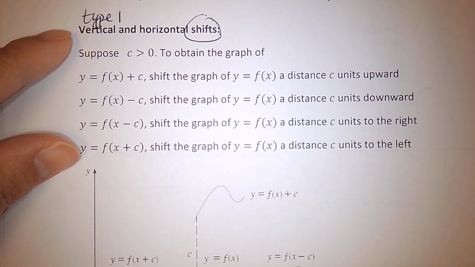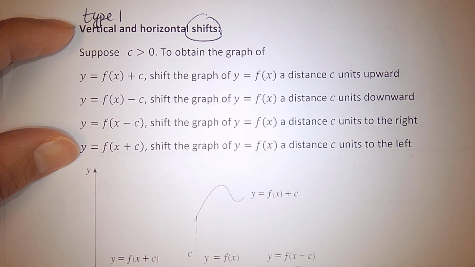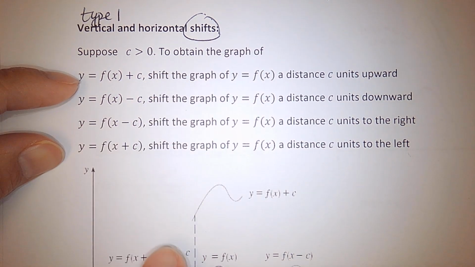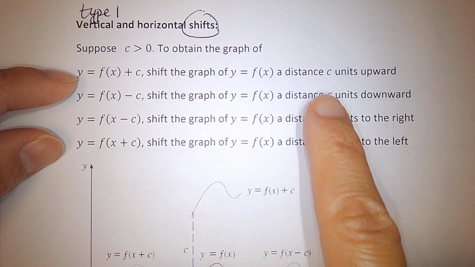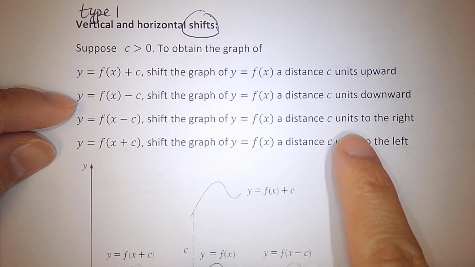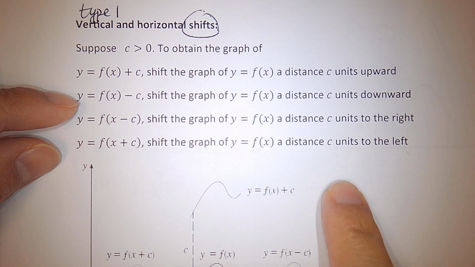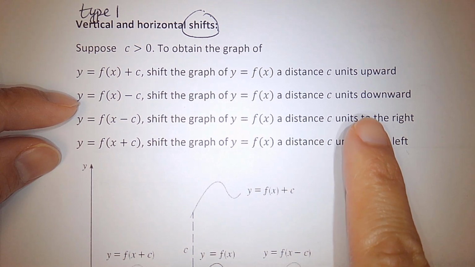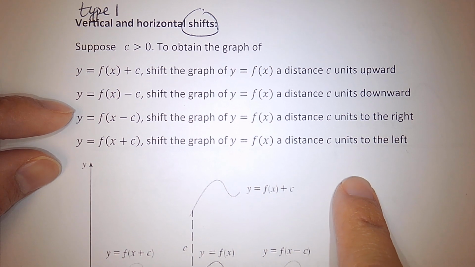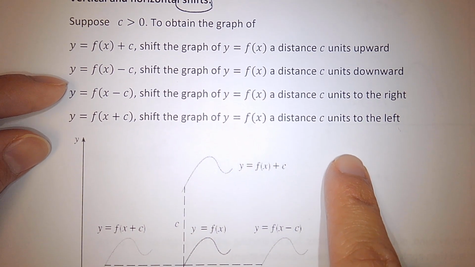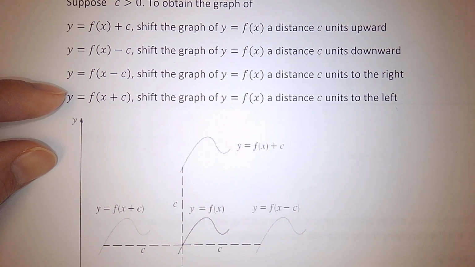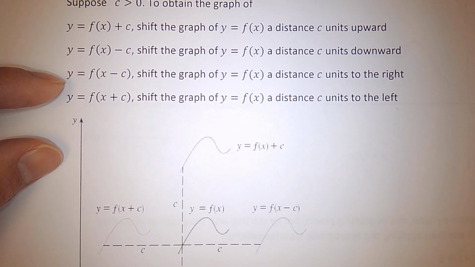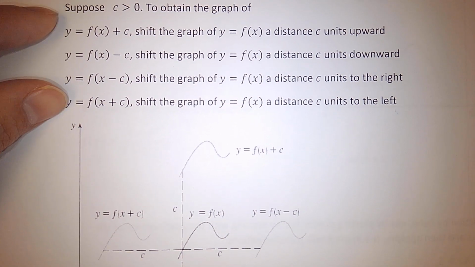Suppose c is greater than 0. To obtain the graph of y equals f of x plus c, shift the graph of y equals f of x a distance c units upward. Y equals f of x minus c, shift the graph a distance c units downward. Y equals f of x plus c, shift the graph a distance c units to the left. Y equals f of x minus c, shift the graph a distance c units to the right. Very good, thanks. So these four sub-cases.